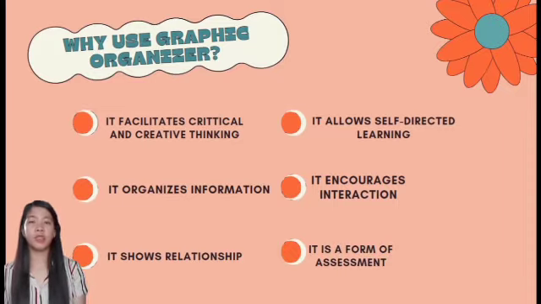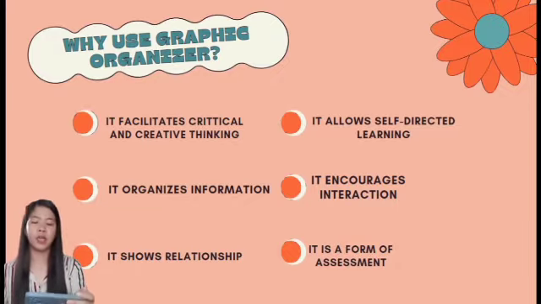Third, it shows relationship. One good relationship example that is always used is the broad to specific relationship. It is sometimes called a part-part whole relationship, which identifies the number and its components. Fourth, it allows self-directed learning. The good thing about graphic organizers is that it can be used for independent learning among the learners. This is because it is much easier for the learners to grasp information and see connections.